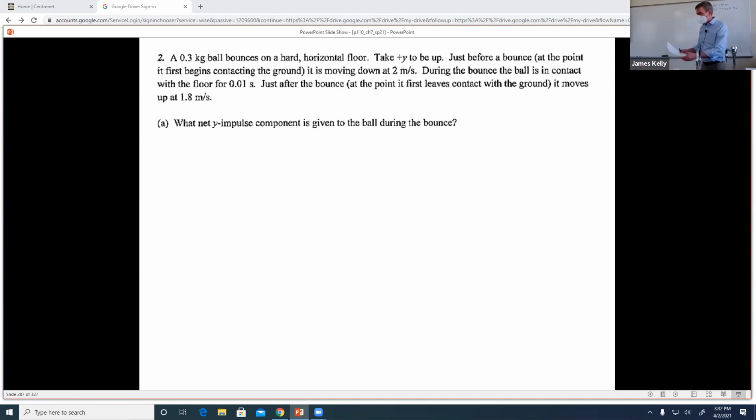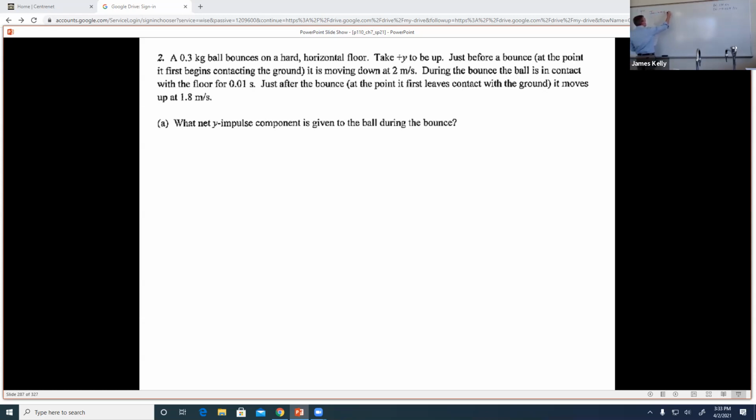Okay, let's try to do the whole thing together. Most of you are looking like you're getting through the end of B at least. So we've got a ball bouncing on the floor. We're supposed to take plus y to be up. Let me just draw that in because we're asked about y components here. What is the net y impulse component given to the ball during the bounce? Well, that sounds like we're ready to use the impulse momentum theorem, right?